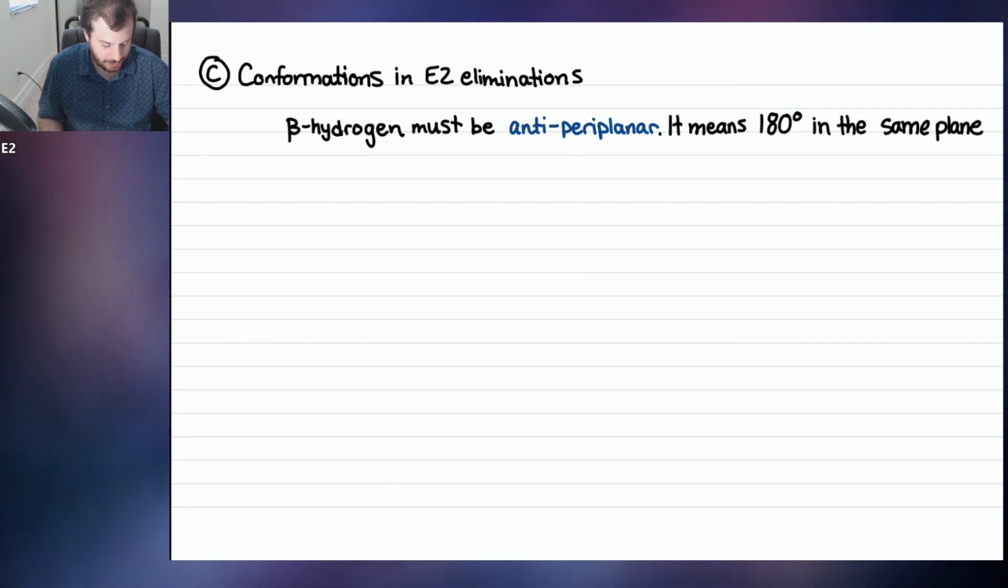Let me show you what you want it to look like. You want it so that the H and the Br, or whatever the leaving group is, the beta hydrogen and the leaving group are not wedged or dashed, but they're flat in the page, and they're also zigzagged. That's anti-periplanar. So you want them both to be flat, no wedges or dashes on the beta hydrogen or the leaving group, and you want it to be zigzag. That is the perfect conformation for an E2 reaction.